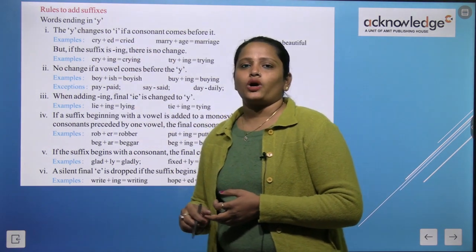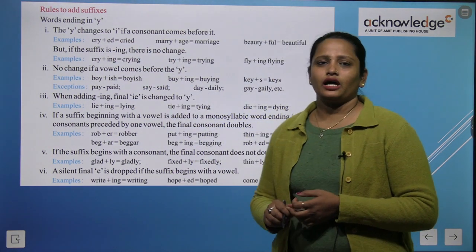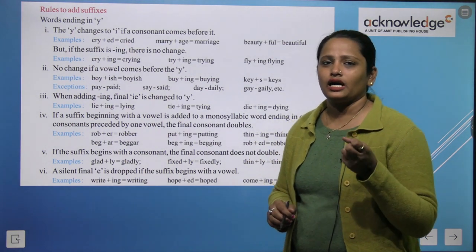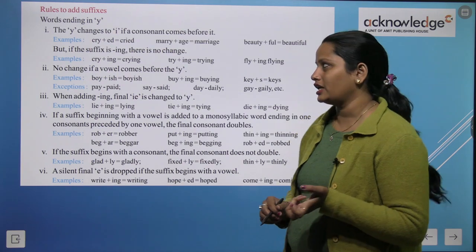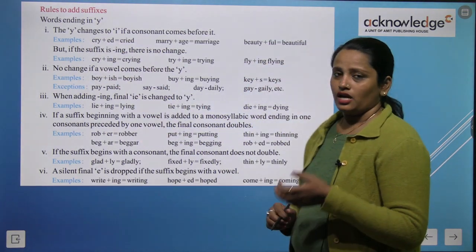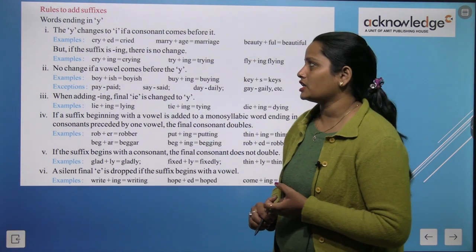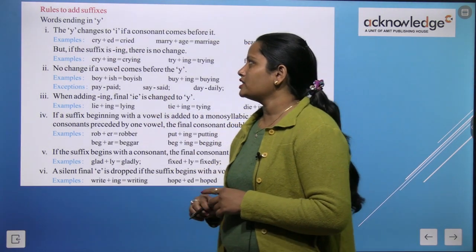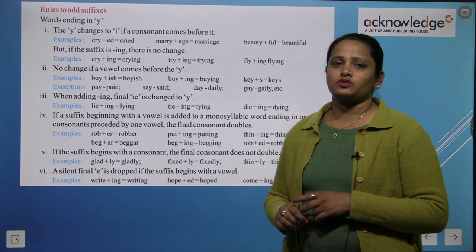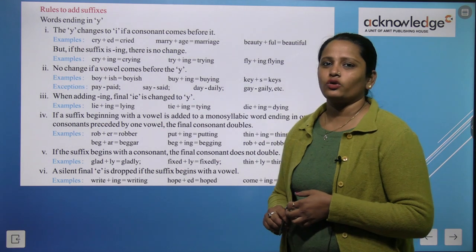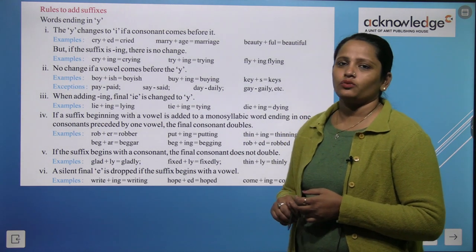Words ending in y. So आपने पढ़ा है कि कोई भी वर्ड अगर y से खत्म हो रहा है तो उसमें हमें क्या लगाना है, हम IES लगा देते हैं कई बार. So the y changes to I. y को हमेशा हम I में चेंज कर देते हैं और उसके बाद उसके पीछे कोई वर्ड लगा देते हैं. So the y changes to I if the consonant comes before it. So y से पहले अगर कोई consonant आ रहा है तो हम y को चेंज करके I में कन्वर्ट कर देते हैं.